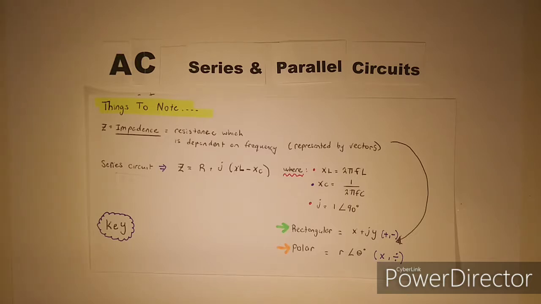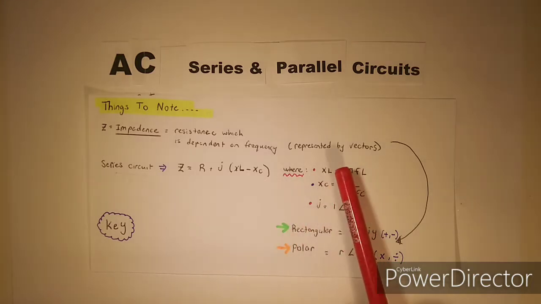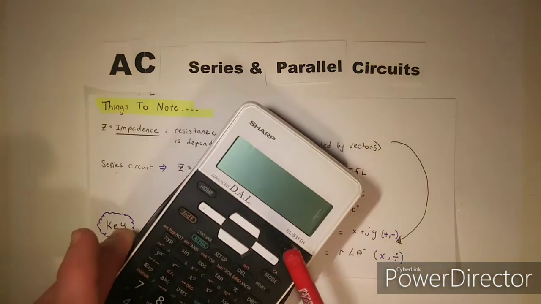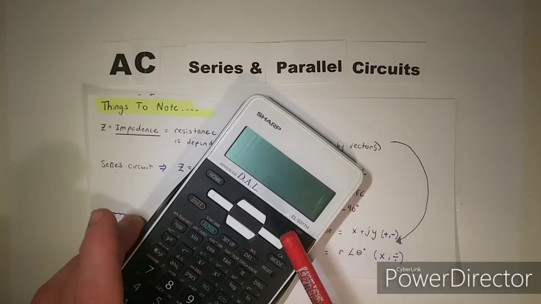First of all, in AC we talk about resistance as impedance. This is just resistance which is dependent on frequency, and it can be represented by vectors both in rectangular and polar form, with most calculators able to convert between the two quite easily.